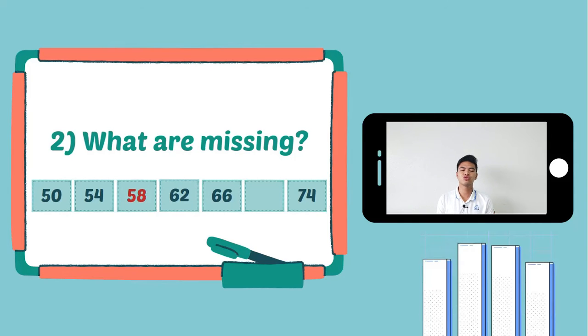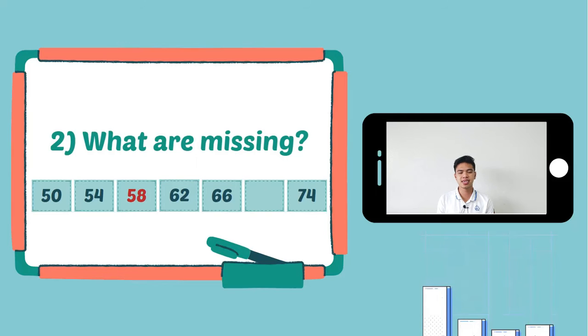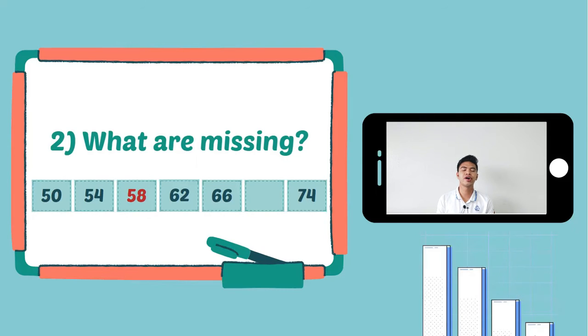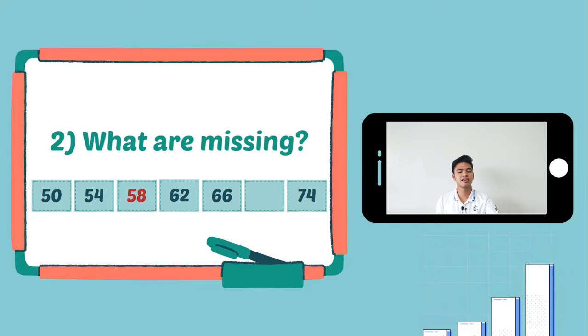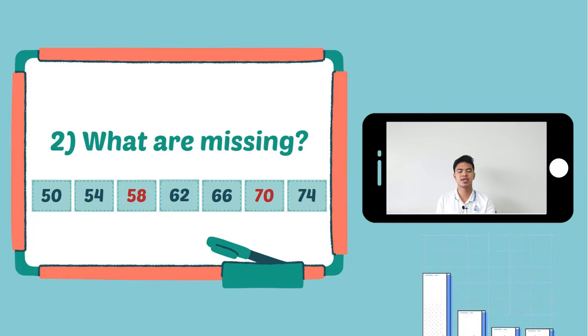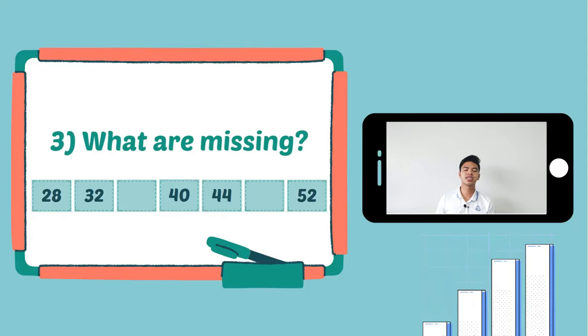And then 62 plus 4 is 66. So what is the next number? We're going to find it out by adding 4 to 66. So 66 plus 4 equals, very good, it will be 70. And then 70 plus 4 is 74. It is written already. So for the number 3, what are the missing numbers?